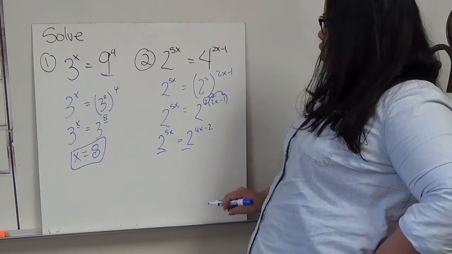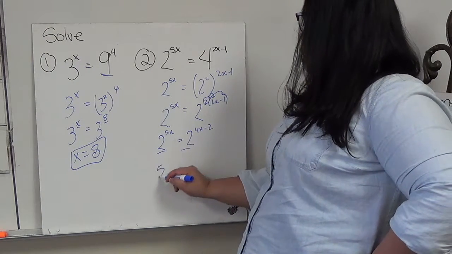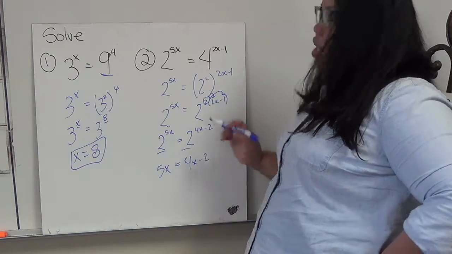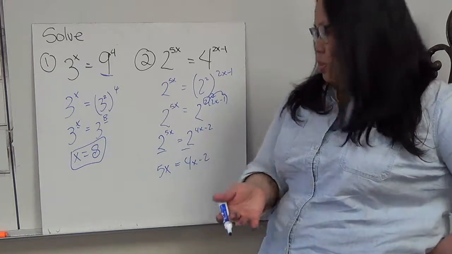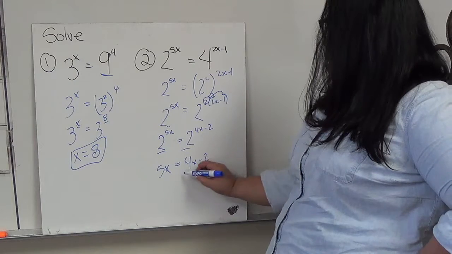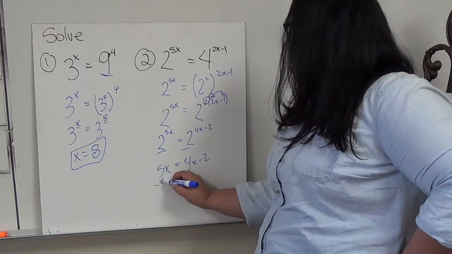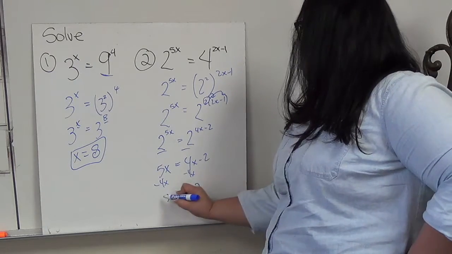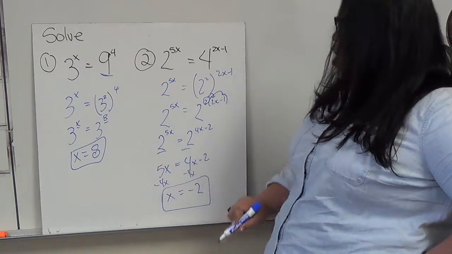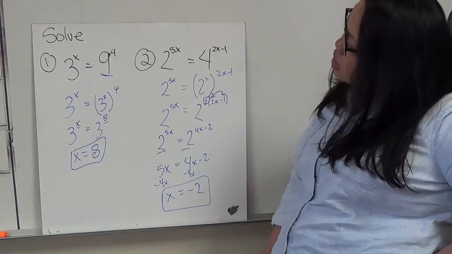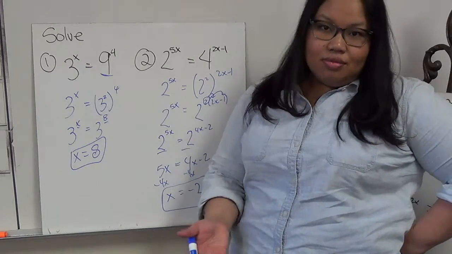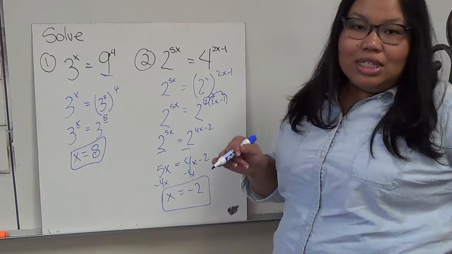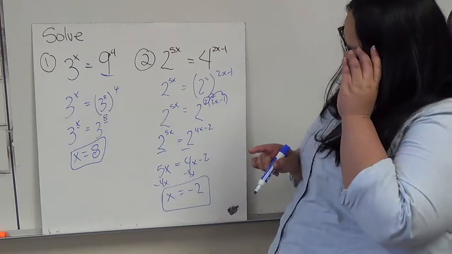Now that these bases are the same, I can just focus on the exponents. I know that 5x needs to equal 2x minus 2. And then from here, it's just basic algebra. So I would subtract 2x on both sides. 3x equals negative 2, so x equals negative 2 over 3. And of course, you can plug it in to see if it works. Because that's how you check your work, especially if you're taking a test. So go ahead and pause and write this down. I have one more board for you.